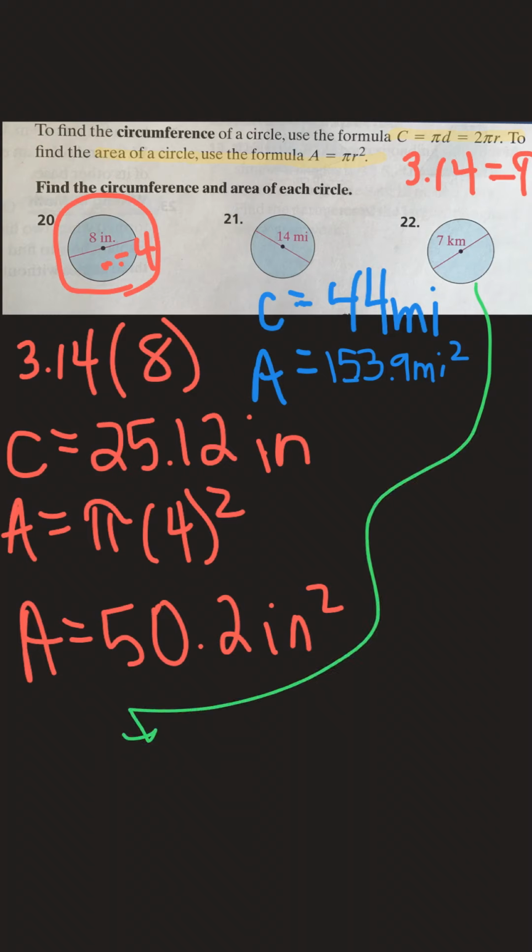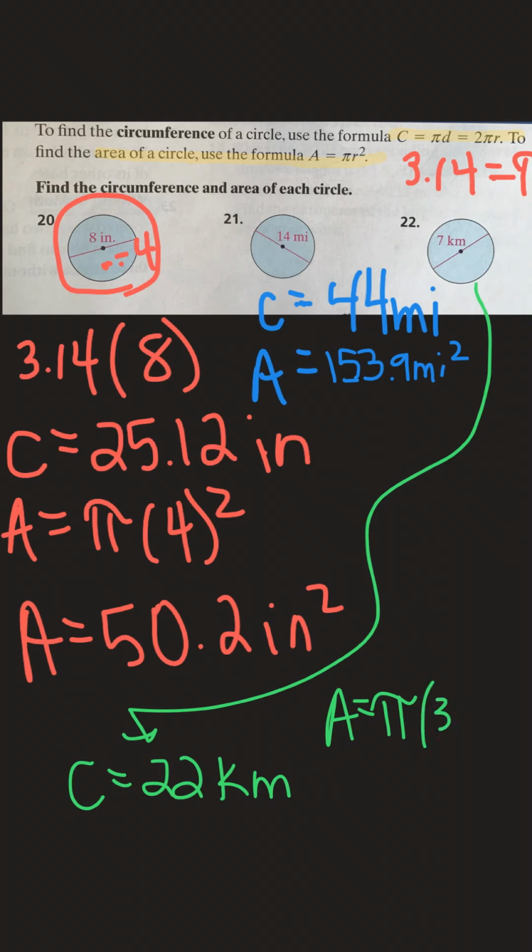And the last one, the circumference is going to be, let's bring this work down here, 7 is the diameter, so the circumference is 7 times pi, 3.14, which is about 22 kilometers. And the area is going to equal pi r squared. The radius is half of 7, so that's going to be 3.5 squared. And when we plug that into the calculator, we get 38.5 kilometers squared.